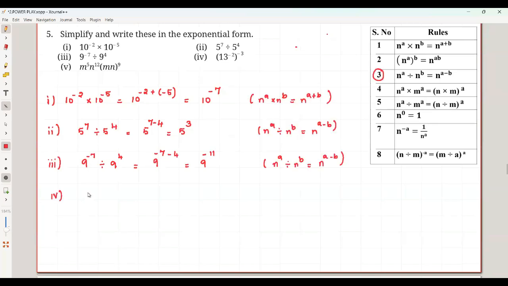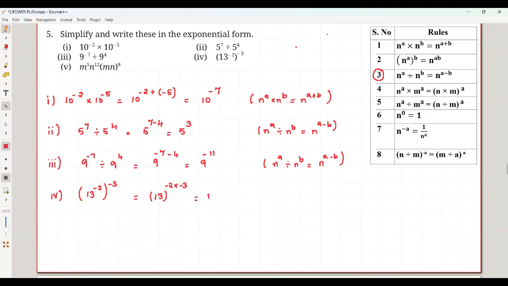Fourth question is given as 13 power minus 2, the whole power minus 3. Here I am just going to use the second formula. N power a, the whole power b is nothing but n power ab. Just multiply. You are going to just multiply, right? That means 13 you keep as it is. So 13 to the power minus 2 into minus 3. Okay, ab, that is just multiply.